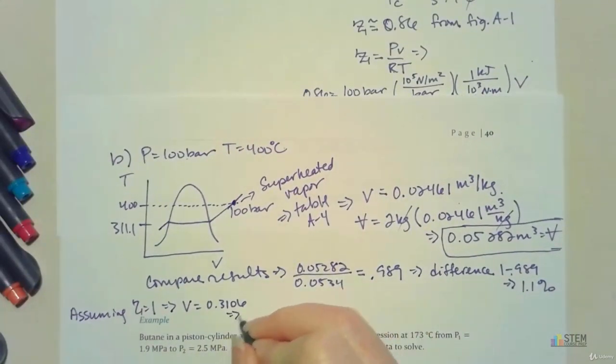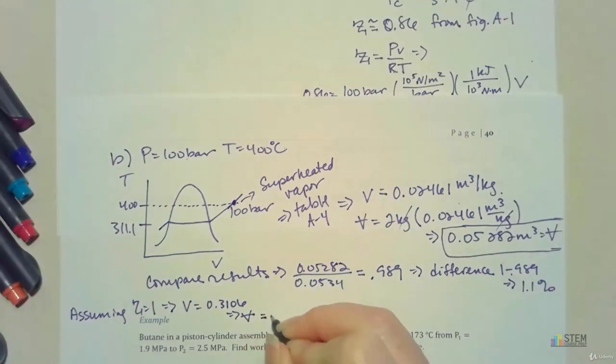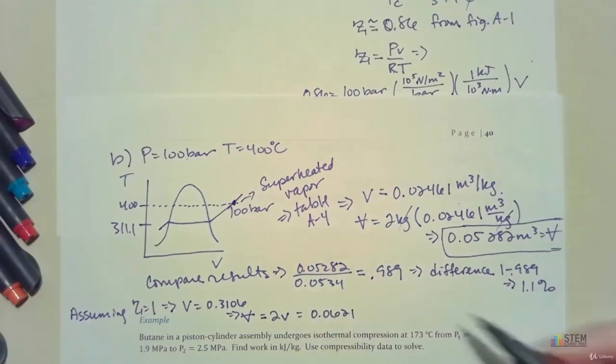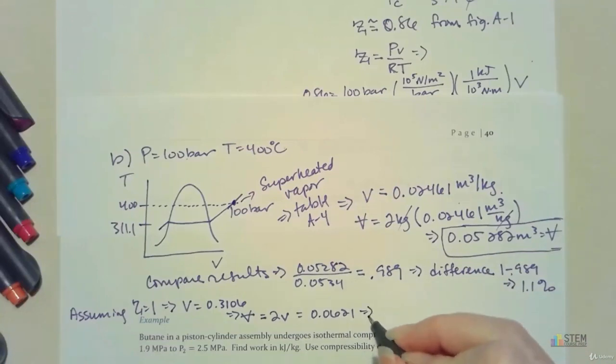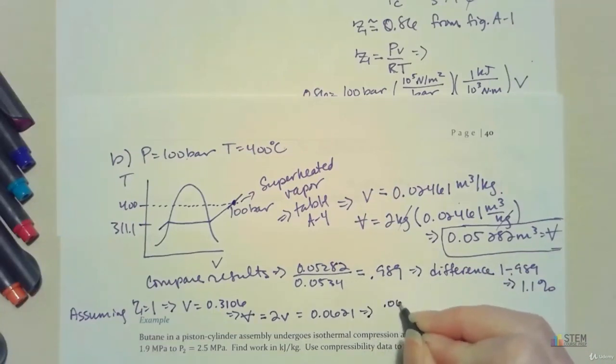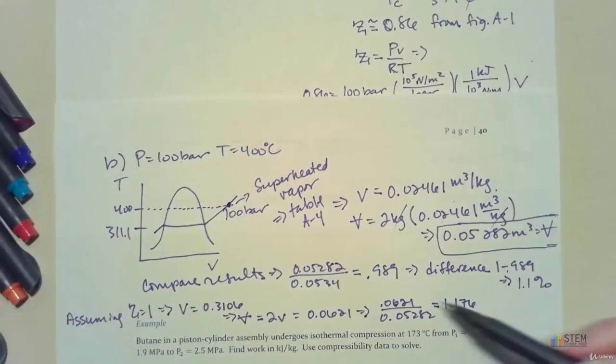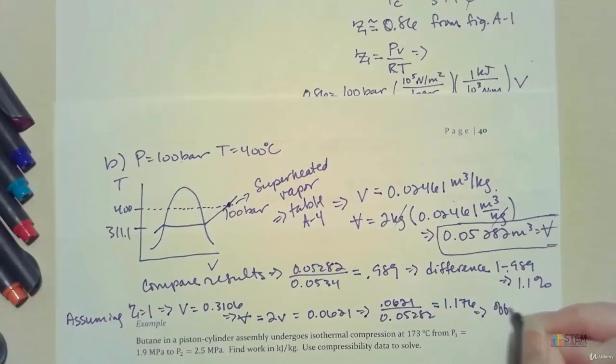And that would give you a volume of twice this number, so 2 times specific volume, which would give you 0.0621. Now, if you do the same comparison, if you put the 0.0621 number over 0.05282, you're going to get 1.176. Notice the big difference here. So this is essentially saying that we are off by 17.6%.